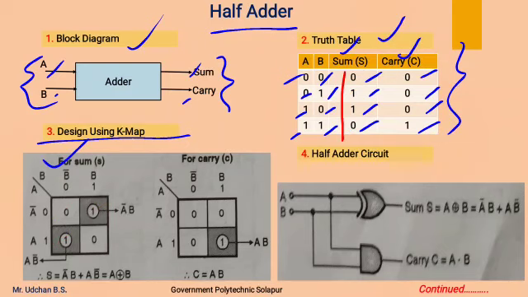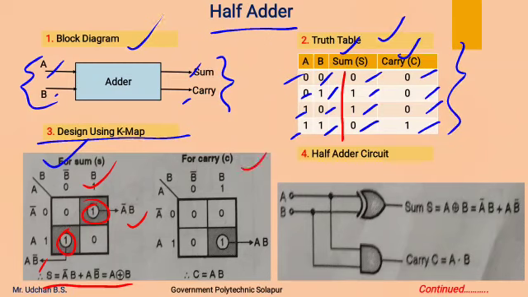Now here, to get the equation for sum, we will find the octet, quad or pair. None of these is possible for this K-map, so we are going to write the equations for entries of 1 as they are. For this one, the term will be A bar B, and for this one the term will be A B bar. So the expression for sum is A bar B plus A B bar, that is, we can say it as A XOR B.